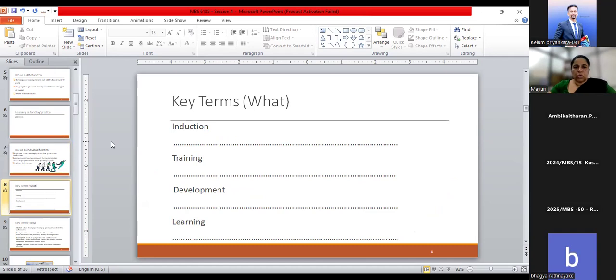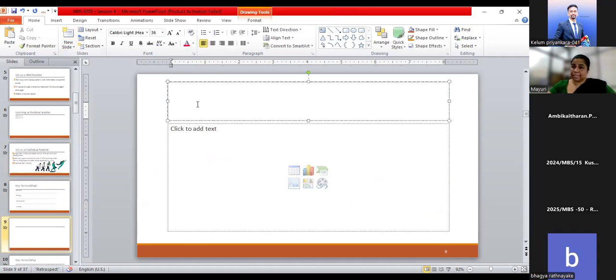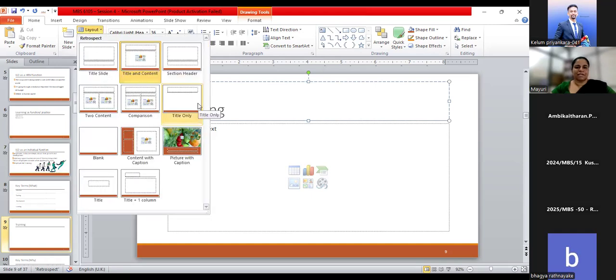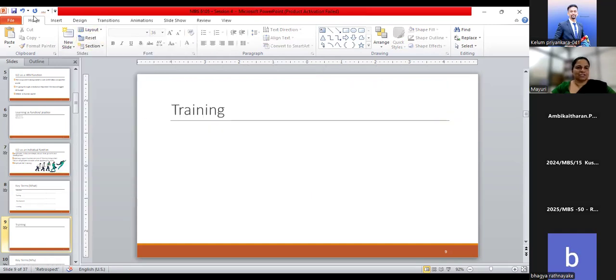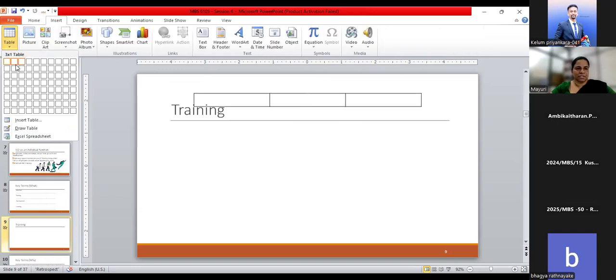Okay, then I come to the other level, to know what you really mean by learning, development, and training. So we will start with training, right? What do you mean by training? I use different words, right? Sometimes I use training, sometimes I use learning. We should know what the exact meaning of it is.